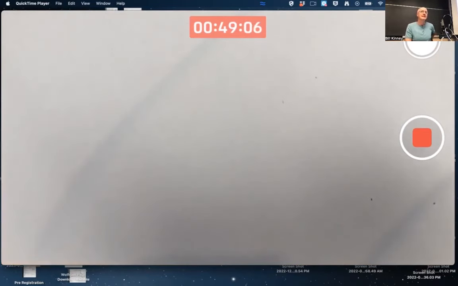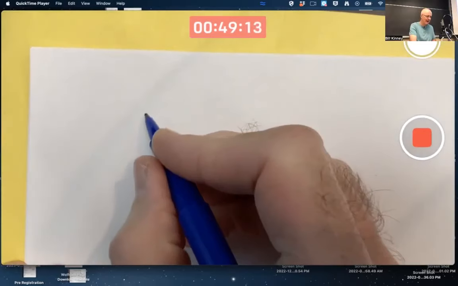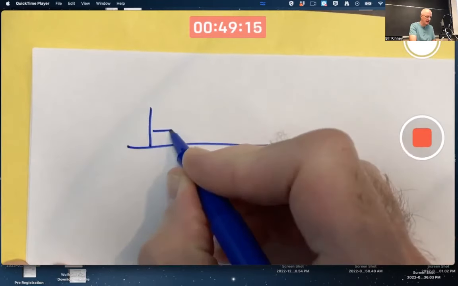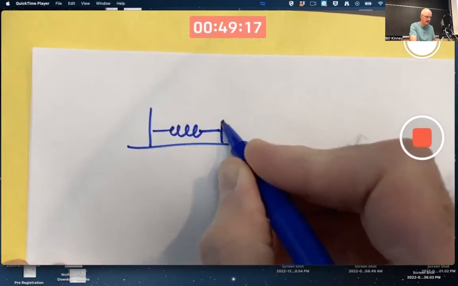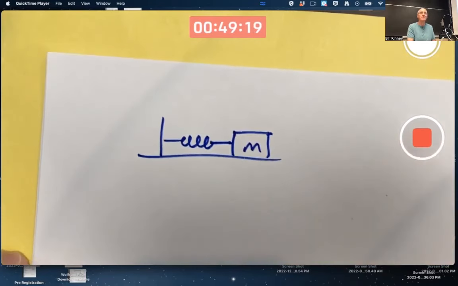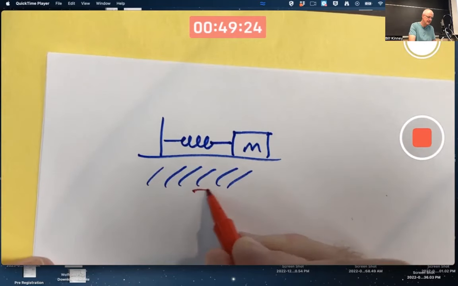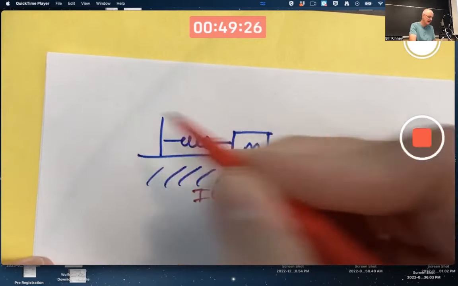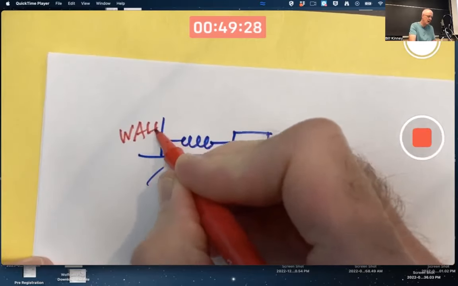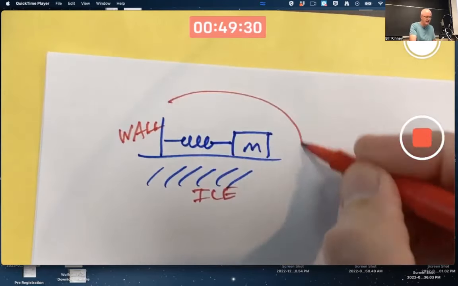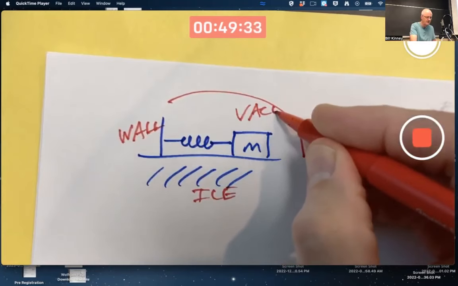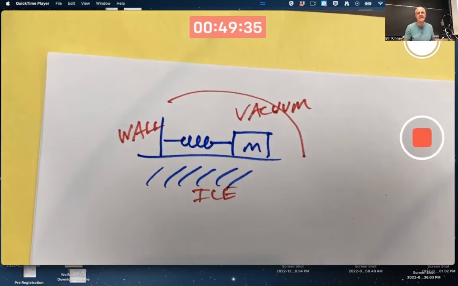This time, instead of free fall, let's imagine a mass on a spring. Where this down here, well, that's ice. This is a very hard, immovable wall. And inside here, we have a vacuum, right? What am I trying to do here? I'm trying to minimize friction as much as I can.